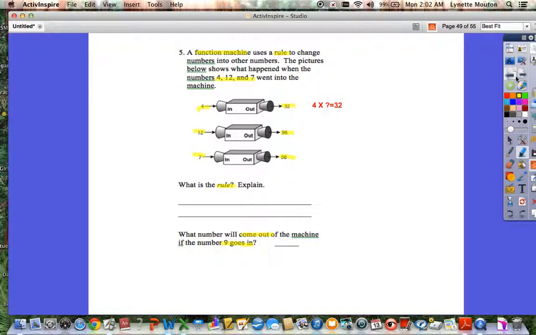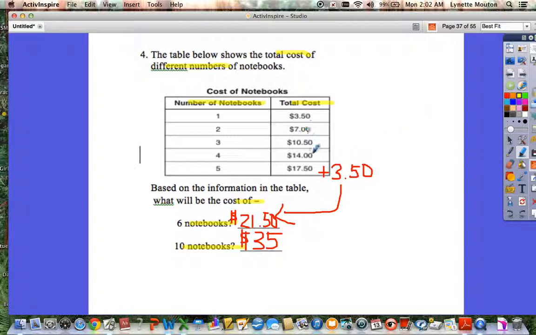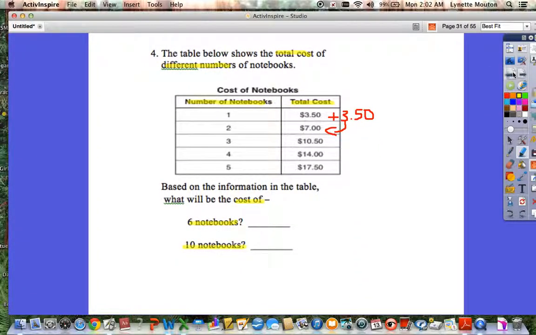When you're looking at a question that has a table, be sure you decide how to read that table. Are you reading it horizontally? Are you reading it vertically? And there's usually a pattern. So what is the pattern? Figure out the pattern that helps you to continue and complete the table.